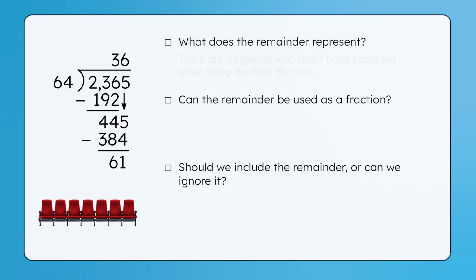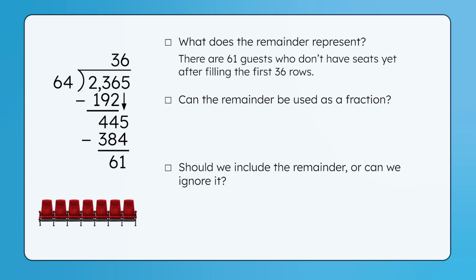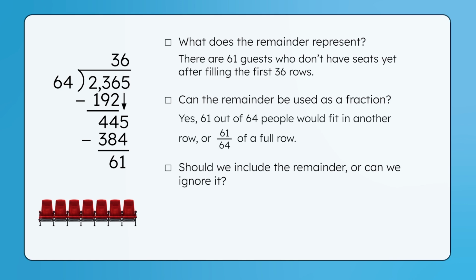First, the remainder means there are 61 guests who don't have seats yet after filling the first 36 rows. Does it make sense for the remainder to be used as a fraction? Yes, 61 out of 64 people would fit in another row, or 61/64ths of a full row. And finally, should we include the remainder or ignore it?